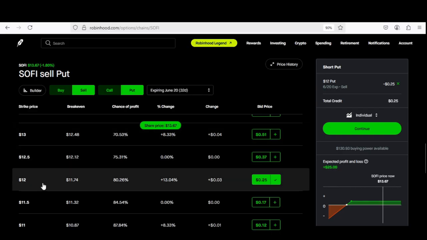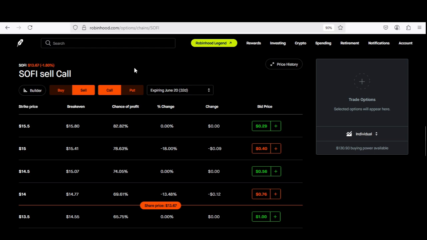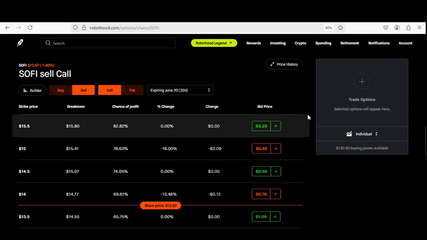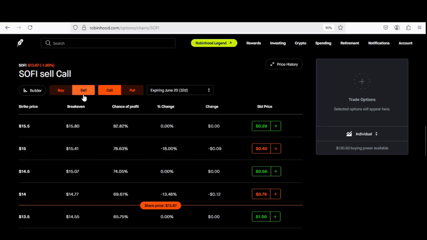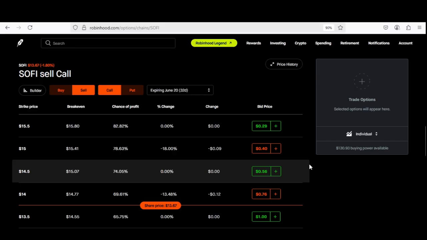So now that we get what's known as assigned, meaning you now have 100 shares of SoFi in your portfolio at the $12 mark, now you're going to go ahead and switch to the second leg of the wheel option strategy. In order for us to do that, we're going to switch to sell. And this time we're going to go to call. The reason why we're going to do sell and call is, remember, we were just assigned, we now have 100 shares of SoFi in our portfolio instead of the $1,200 cash that we initially had. So now we're going to go sell and call. We're going to maintain our monthly options, so we're going to keep the June 20th date. And now we're going to sell a call.